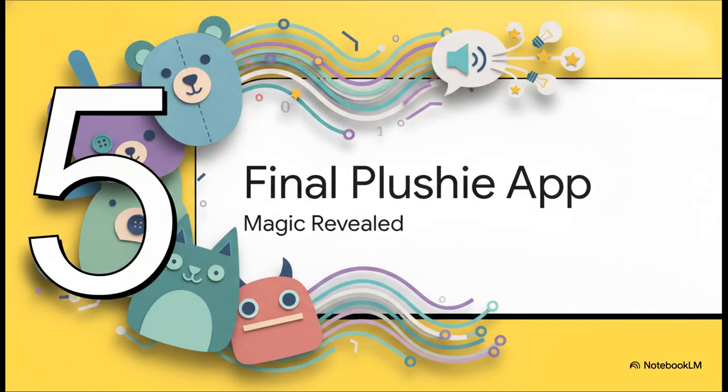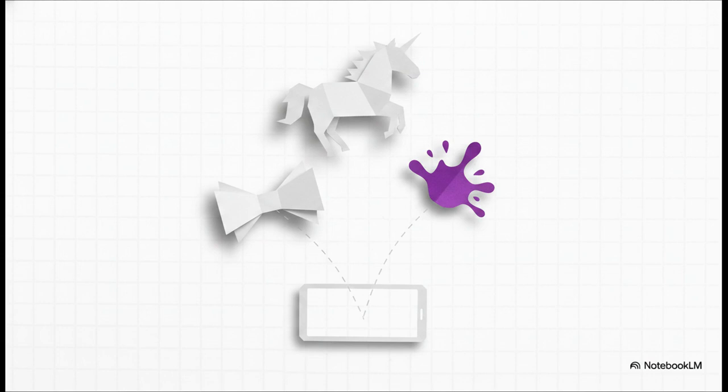Section 5, the final Plushie app. Magic revealed. After all that thinking, optimizing, designing, and coding in the background, we finally get to see the actual results. There is just something incredibly rewarding about watching a few spoken sentences materialize into a tangible, working digital product on your screen. To test if all that generated code and that external API connection actually worked properly, the creator used the brand new interface to create a specific stuffy for his daughter.